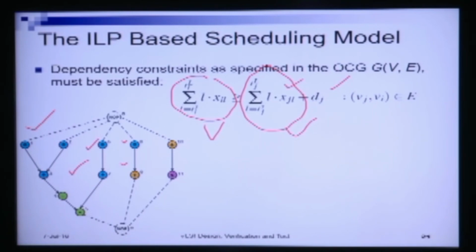So, the start time of operation I should be at least the start time of operation J plus the delay of operation J. When has this to happen? When there is a dependency constraint between operation J and operation I, shown through the edge Vj comma Vi. If there is an edge Vj comma Vi, then this one should be true.